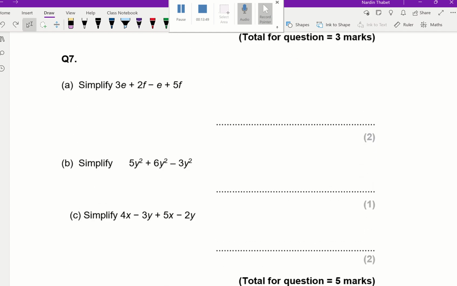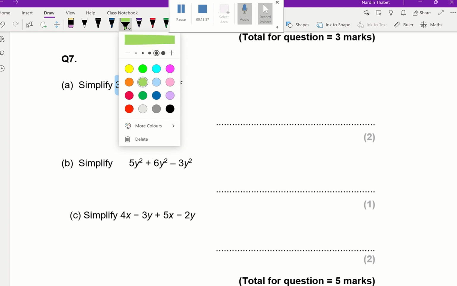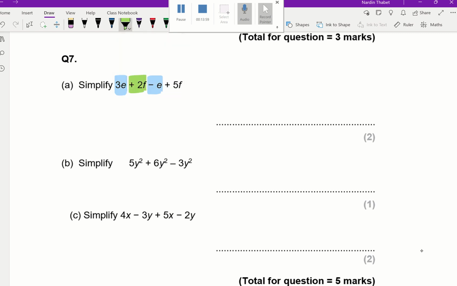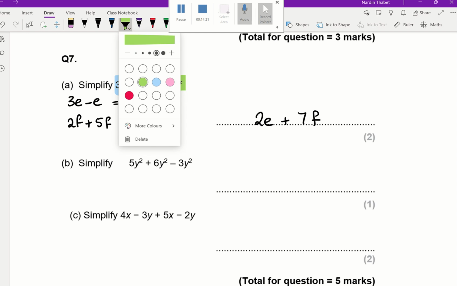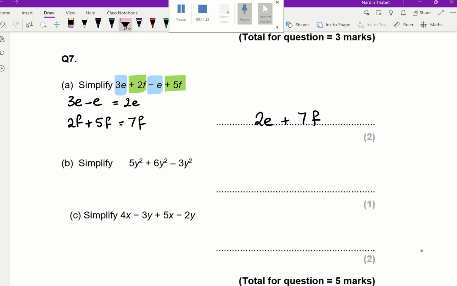And again, this says simplify, and you've got different letters. This is a 3E and a minus E. Be careful of the signs. This is a plus 2F and a plus 5F. 3E minus E, remember E means 1, 2E. 2F plus 5F is 7F, and they're both positive, so when you write them down, there has to be a plus in the middle.